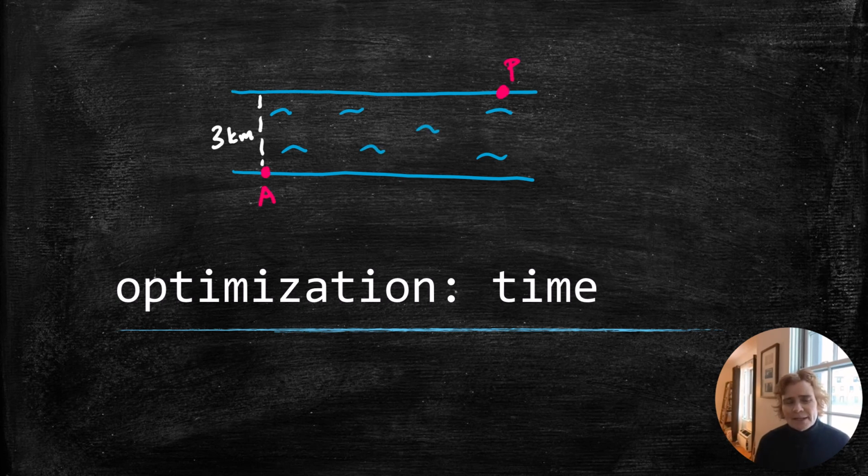The river is 3 kilometers wide. P is 8 kilometers down the way from A. And we can either row or run, or a combination of the both. And we run at a different speed from which we row. And the question is, can we find a point C along the river that if we row from A to C and then run from C to P, we minimize the time it takes to get from A to P?